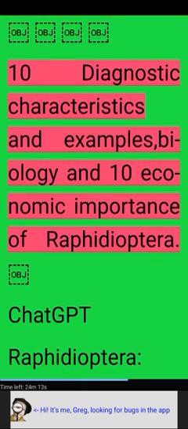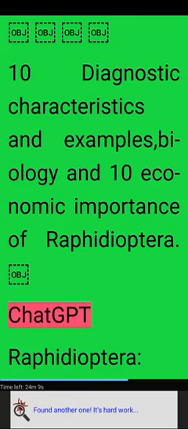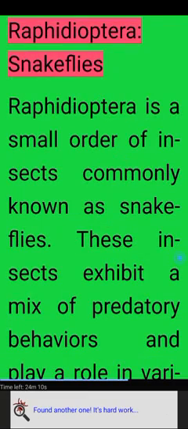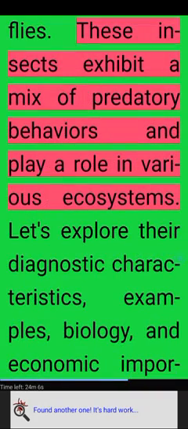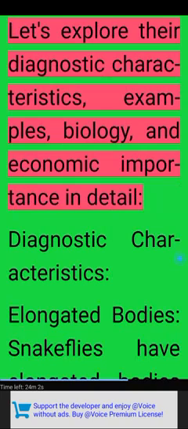10 diagnostic characteristics and examples, biology and 10 economic importance of Rhaphidioptera. ChatGPT. Rhaphidioptera, snakeflies. Rhaphidioptera is a small order of insects commonly known as snakeflies. These insects exhibit a mix of predatory behaviors and play a role in various ecosystems. Let's explore their diagnostic characteristics, examples, biology, and economic importance in detail.